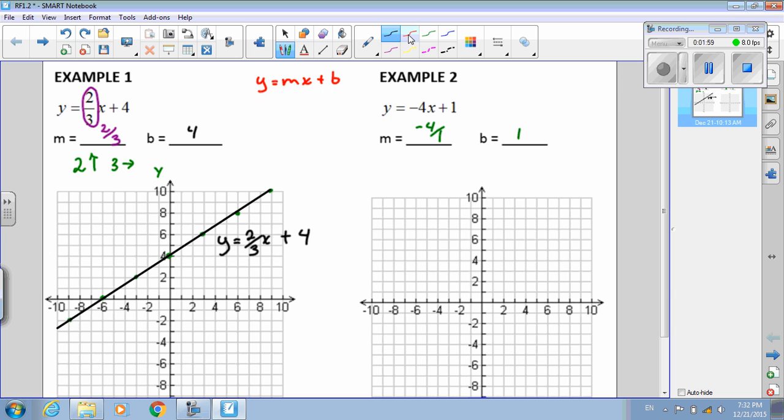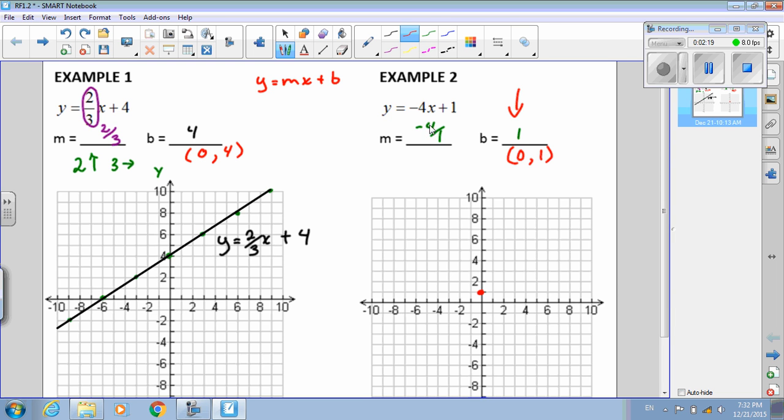Same idea for the second one. You start off with your y-intercept. So this point here is a data point. A lot of people don't realize it's the y value when x is 0. Same idea for here. This is the y value when x is 0. So 0, 1 would be found here.